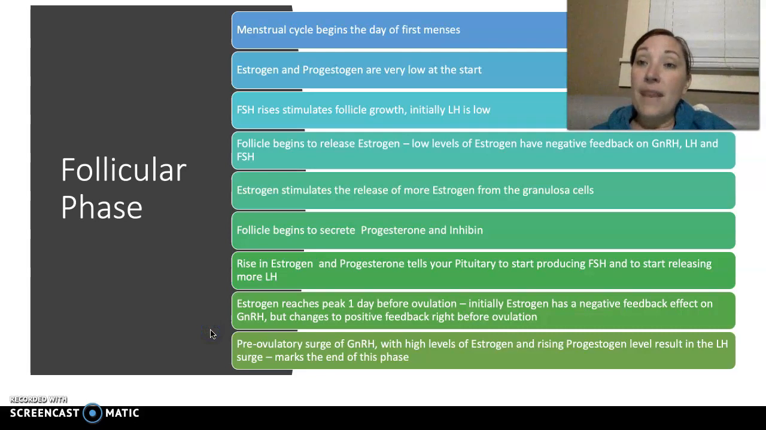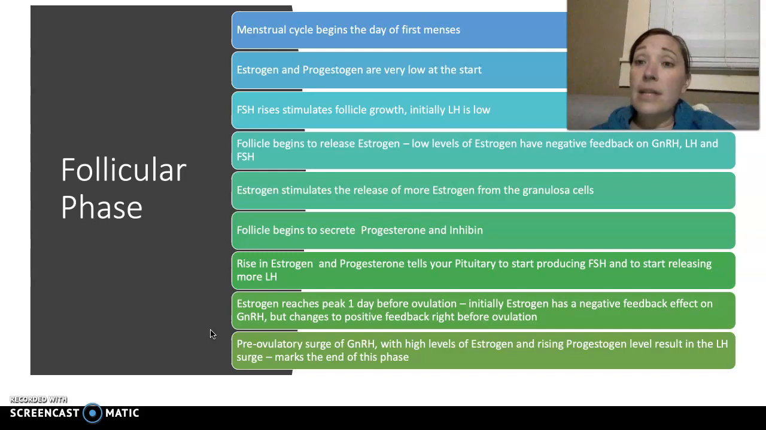So we have 3 phases in the cycle, and the first phase is known as the follicular phase. Menstruation begins the first day of menses. The rationale behind that is it's really the easiest way to track a cycle: if you can track when the menses begin, then you can track exactly how long a cycle is, and whether it's proceeding along a normal cyclic pattern or if there's a dysfunction within the cycle.